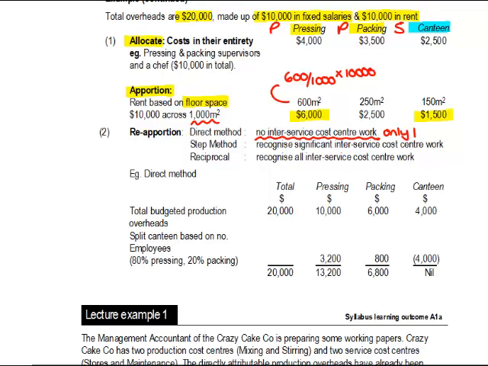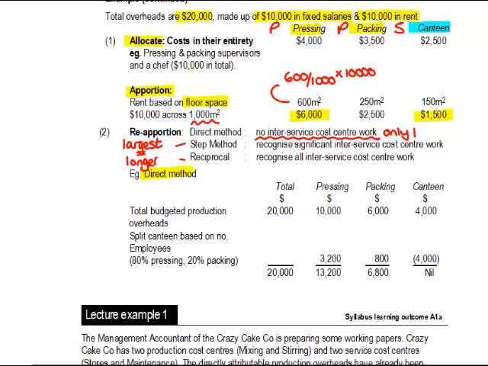Now we might do that using what we call the step method, and what we do there is basically start with the largest and apportion that first, and once we've done that, including to the other service department, we'd then put it to the production cost centres. The reciprocal method is a more accurate but a much longer winded way of doing it, where we basically do what we call repeated distribution until we've much more accurately apportioned all of the service centres to the production cost centres. So this is the direct method.